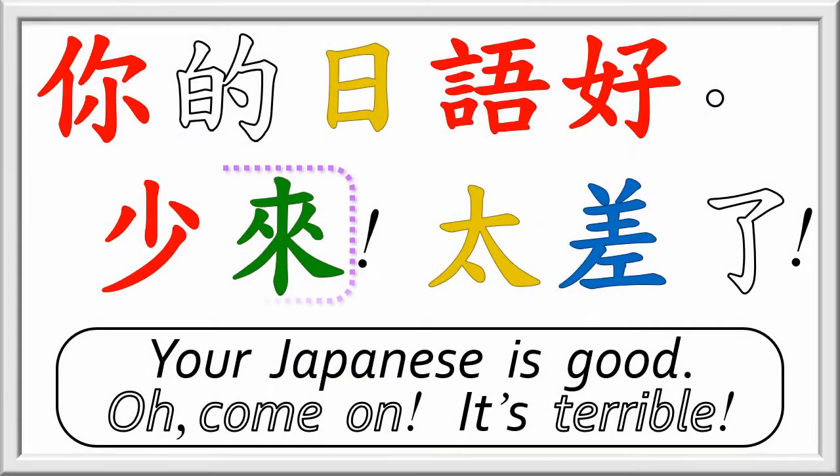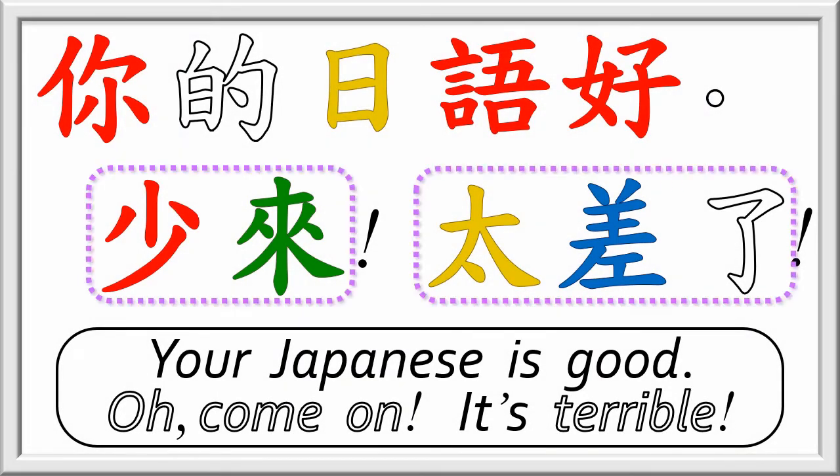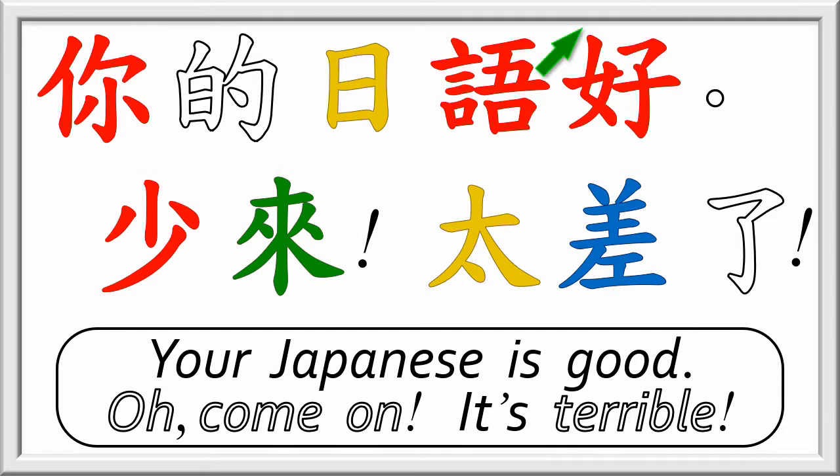When rubbing hands together to release the millet grains, the two hands are not aligned together. From this misalignment derives the extended meaning of the adjective, uneven, no good, poor, disappointing. Either first tone, chā, or fourth tone, chà, can be used here. 你的日语好,少来,太差了. Your Japanese is good. Oh, come on, it's awful. Notice the imperative 少来, which means something like, cut it out, don't give me that.